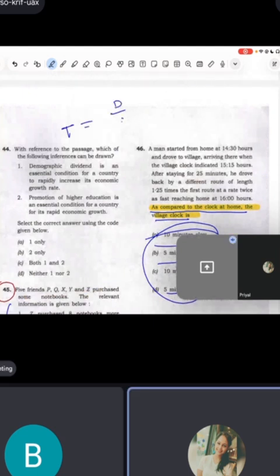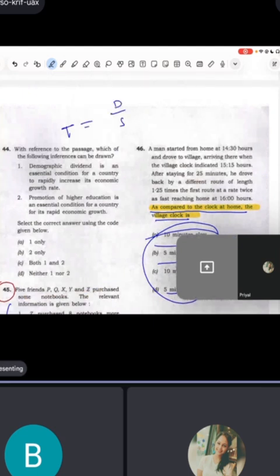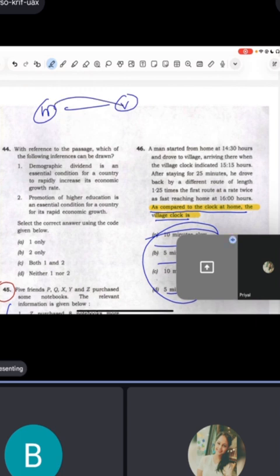The question says a person is at home and goes to the village, stays some time, then comes back as well. So what is the total duration? 90 minutes, because he started at 2:30 and got back home at 4. So the total duration is 90 minutes, but out of those 90 minutes, he spent 25 minutes staying.